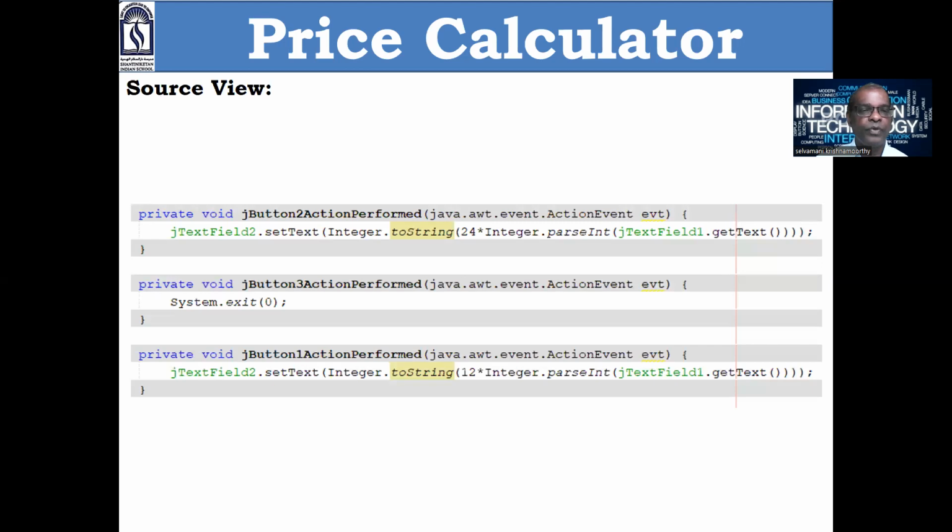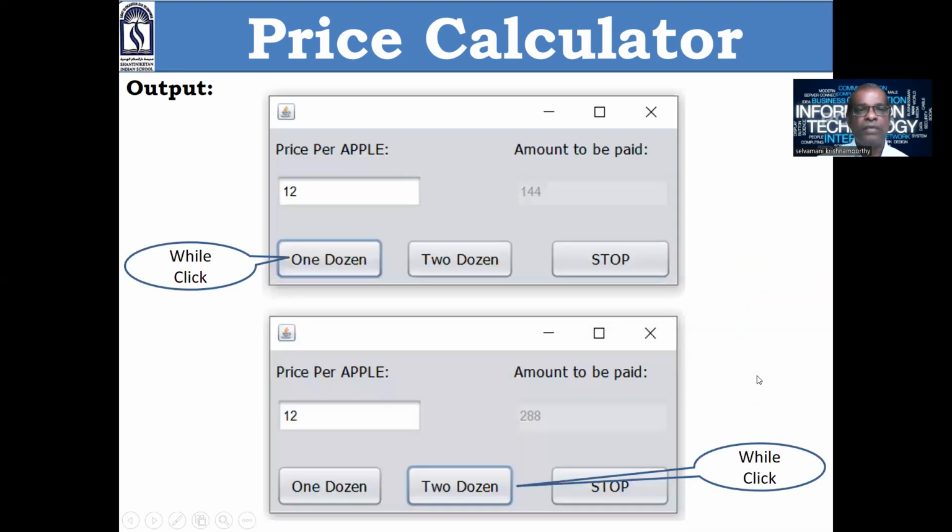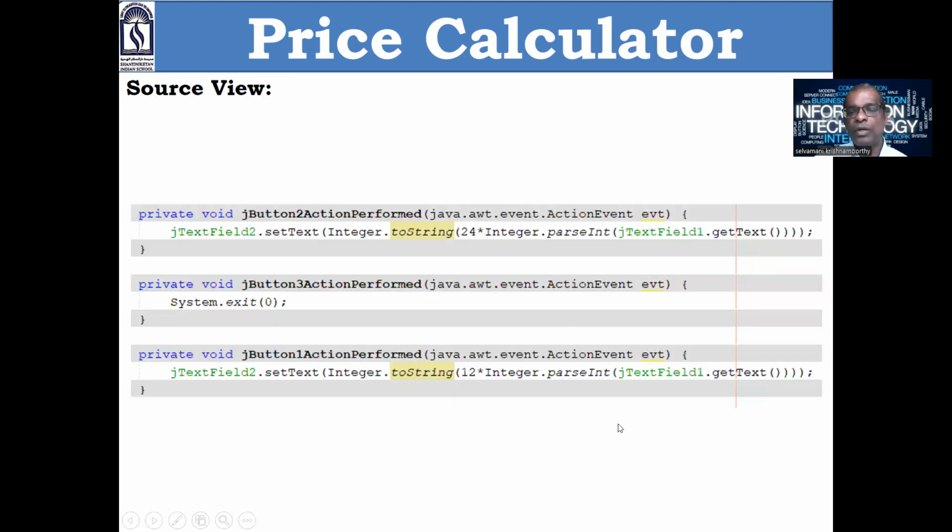Okay, check the coding here. JButton1, JTextField2.setText. It wants to assign everything in brackets. We'll go for the inner brackets first. This JTextField1.getText. Assume here we are giving 12, that means 1, 2. Now 1, 2 is available in JTextField1. getText returns 1, 2. Here parseInt is there. This parseInt converts 1, 2 into 12. Here 12 is there.